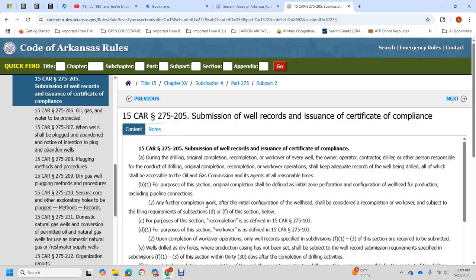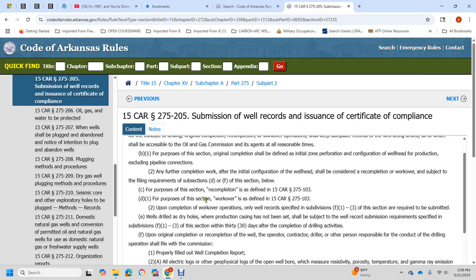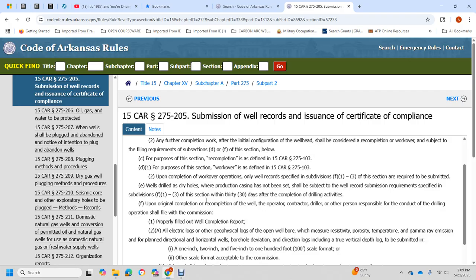Defined in Title 15 Code of Arkansas Rule 275-103. Upon completion of the work over, the well record with the specified F1 through 3, with the section of the well cemented, with the dry hole, with the well retrieved from the casing, with the subject well record, with the submission requirements specified in subsection F1 through 3, within 30 days of the completion of the drilling activity, the original completion or the recompletion of the well.